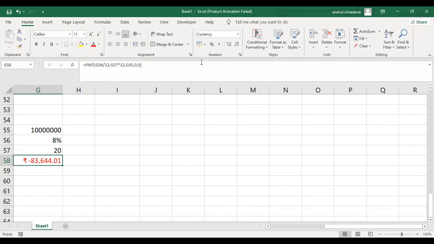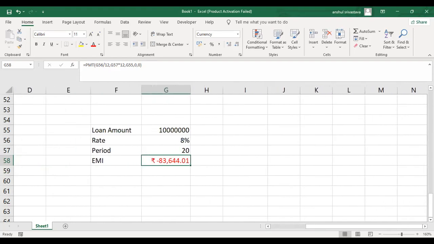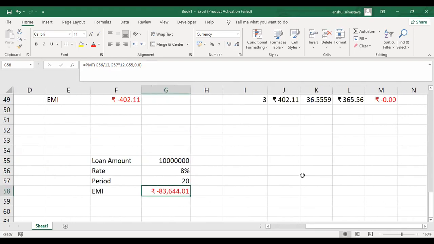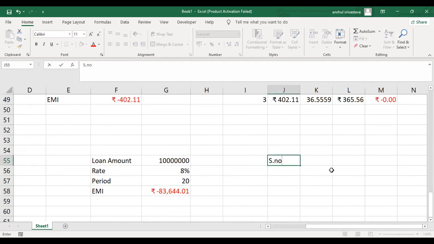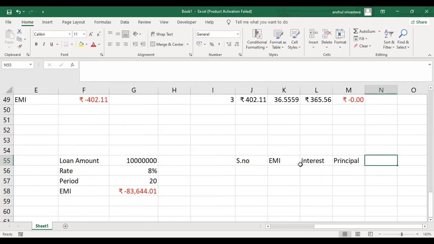If this is the EMI, now let's make the amortization schedule. Forget about this 8-month situation. Let us first make the amortization schedule for the first whole 240 months. So serial number, EMI, interest, principal, and balance.